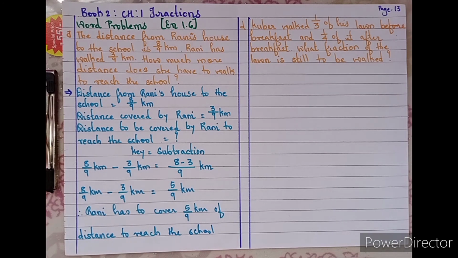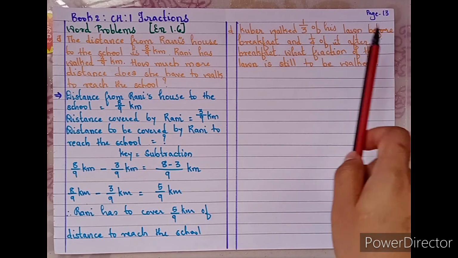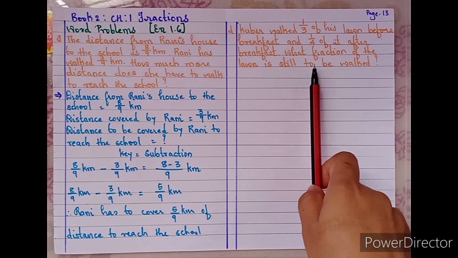Therefore Rani has to cover 5 by 9 kilometer of distance to reach the school, and hence the proof. So let's see the next question. Kuber walked 1/3 of his lawn before breakfast and 1/4 of it after breakfast. What fraction of the lawn is still to be walked?